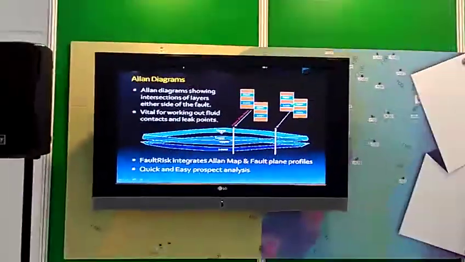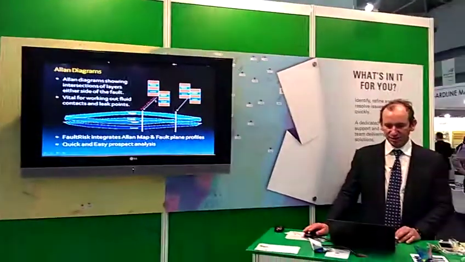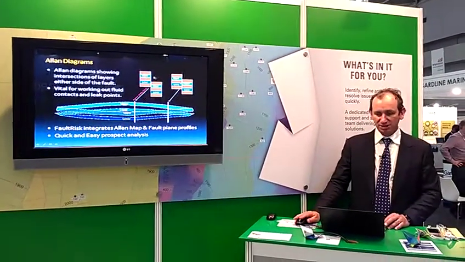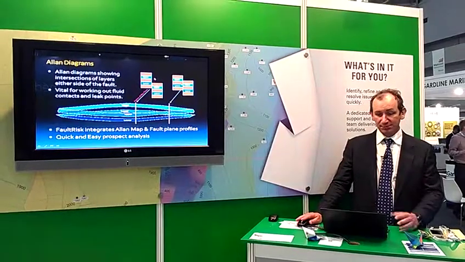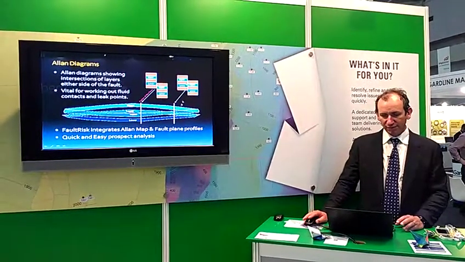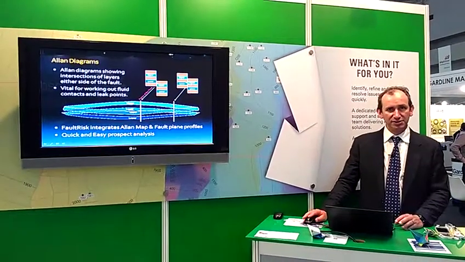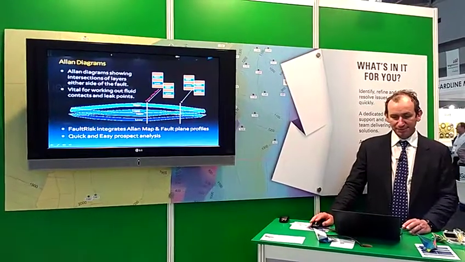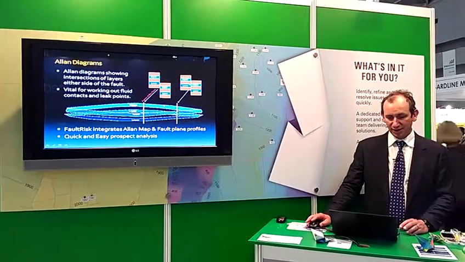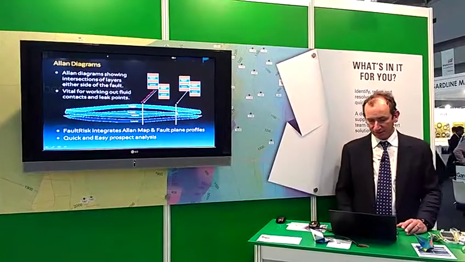Where this becomes useful is that if we just look at a single cross-section, you can see all upper and lower reservoirs juxtaposed against top seal. No problem with sealing potential. But as you move along the fault, you can see my lower and upper sands juxtaposed. Finding this point of juxtaposition is a key thing to predicting the fluid content.